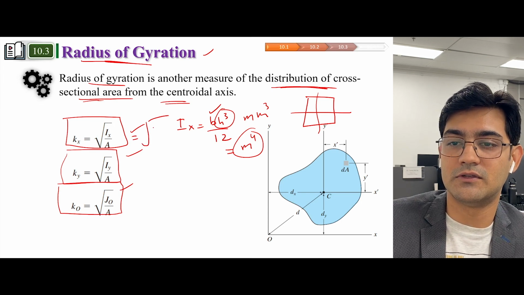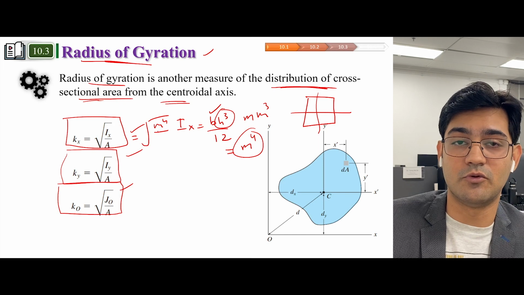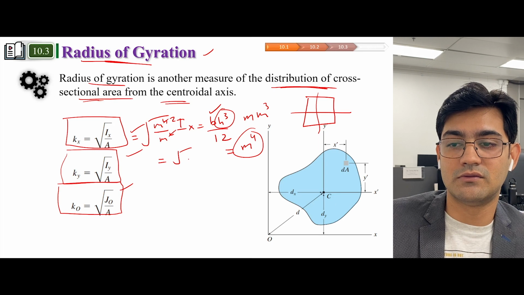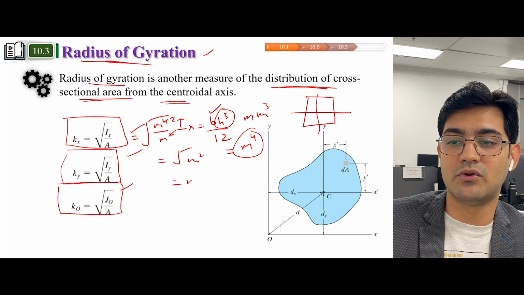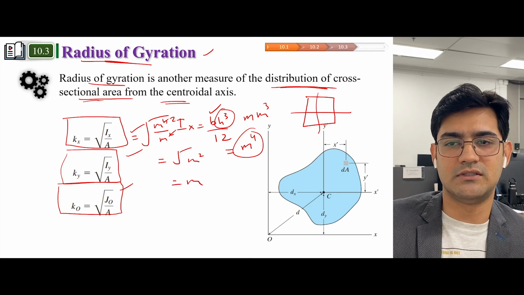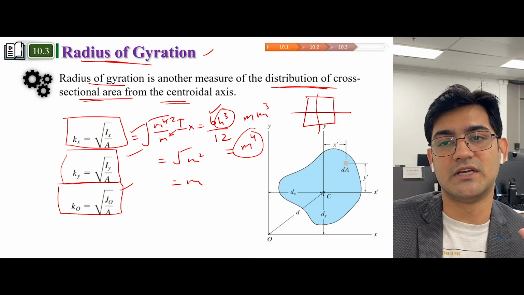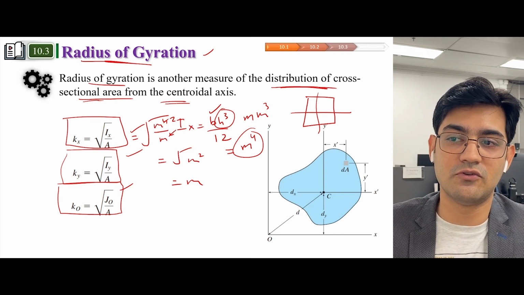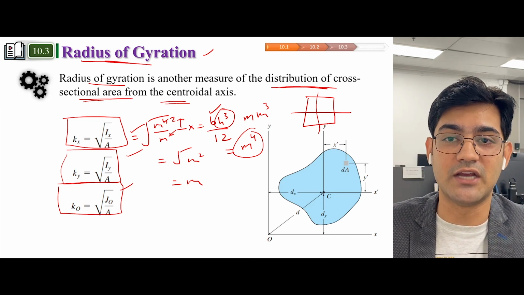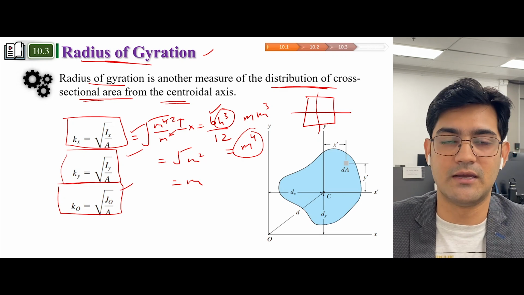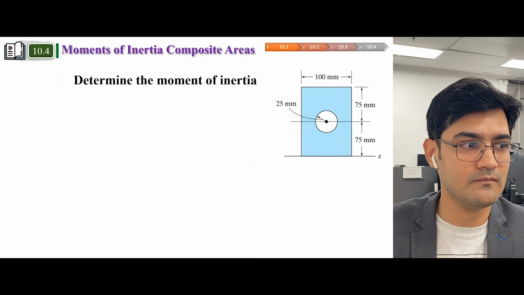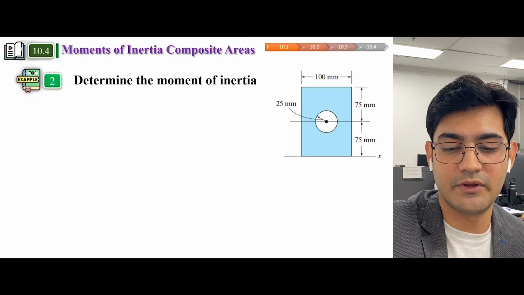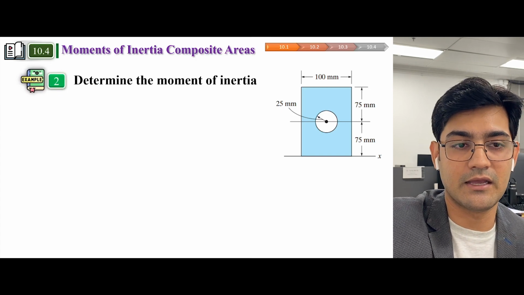For example, this is meter to the fourth because it's moment of inertia. This is meter squared because it's area. So meter squared, and you take the square root, you get meter. So that's one of the differences between radius of gyration and the moment of inertia. But moment of inertia is also frequently used, and radius of gyration is also used in, for example, design of a column.